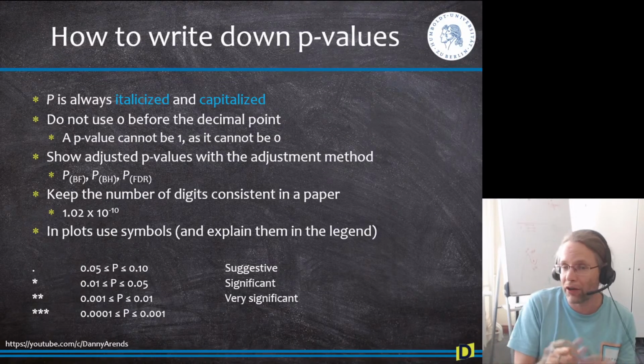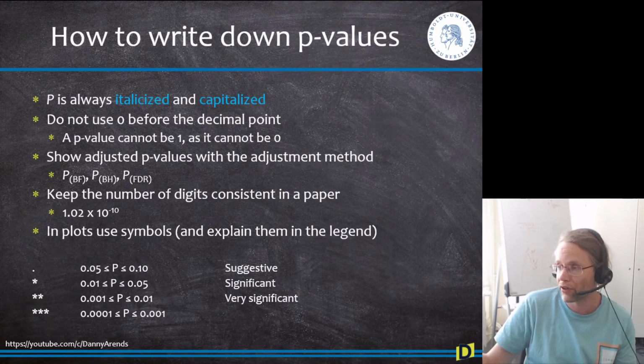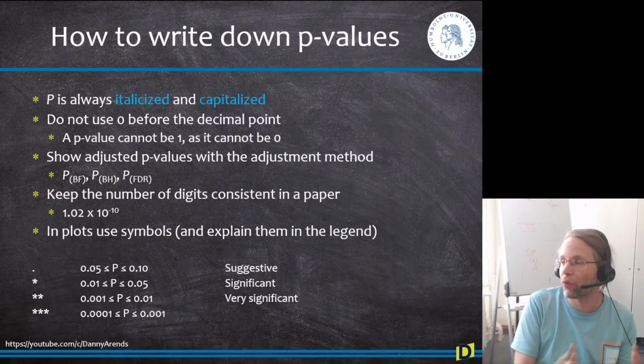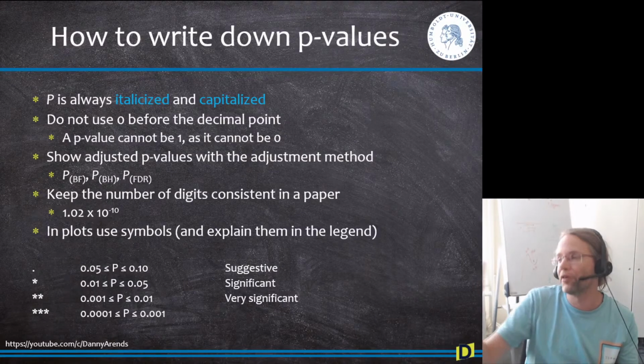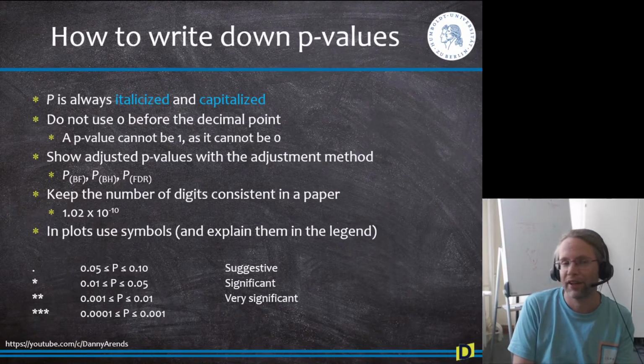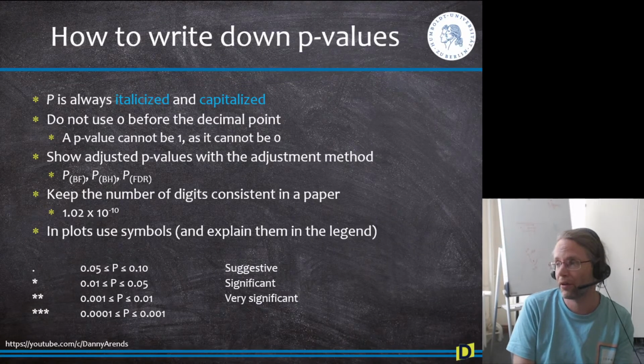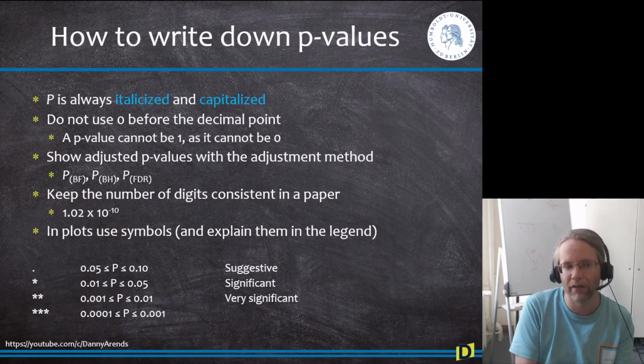A p-value cannot be 0, because that would mean that you have an infinite amount of observations and all observations show a difference. It's the same thing for 1. Or you have an infinite amount of observations and all observations show the exact same thing. So a p-value cannot be 1 and a p-value cannot be 0. That is something to keep in the back of your mind.